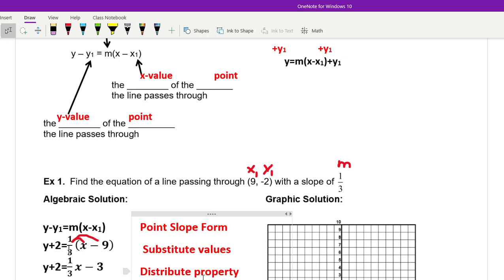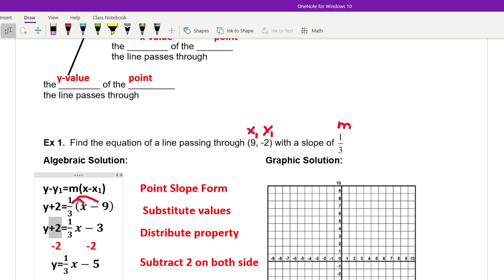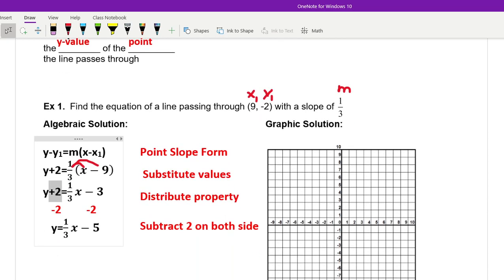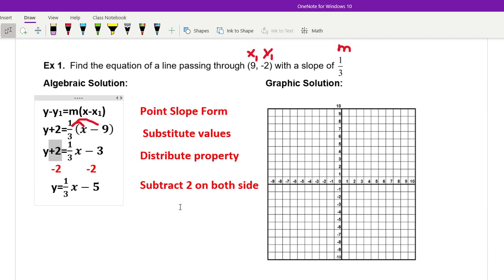The last step here, in order to solve for y, we have to get rid of this positive 2. And the way we do that is we subtract 2 from both sides. Subtracting 2 allows us to combine these like terms so they cancel out. And then on the right expression, we can combine the negative 3 and the negative 2, which would become our y-intercept value of a negative 5.